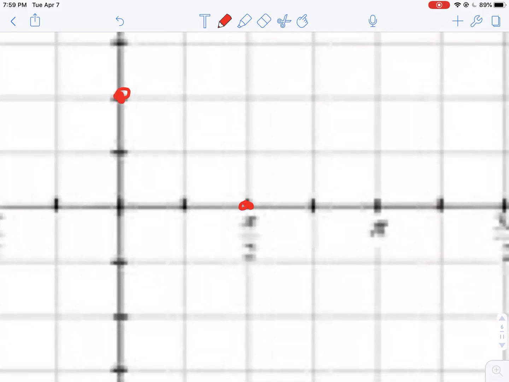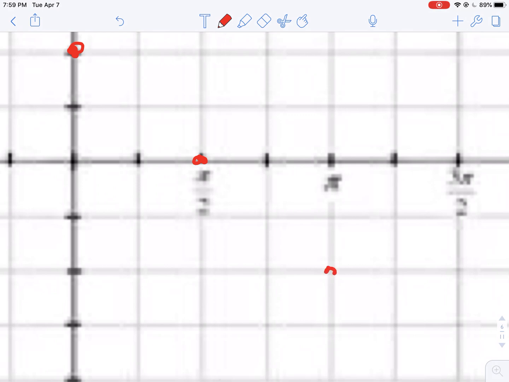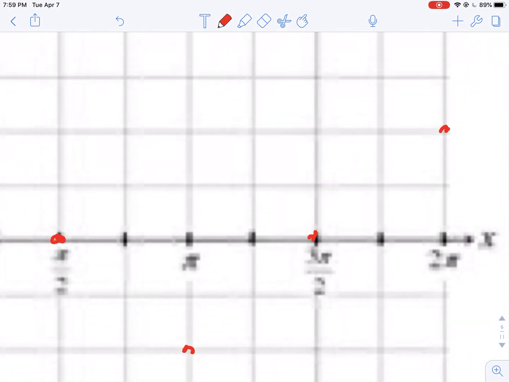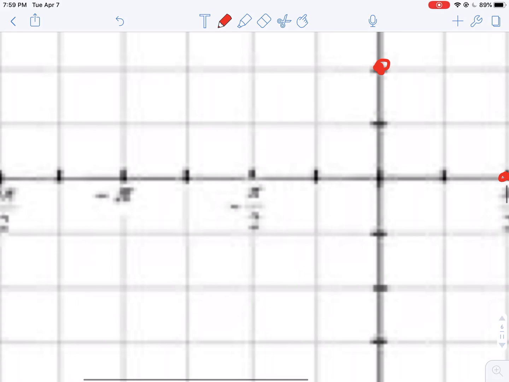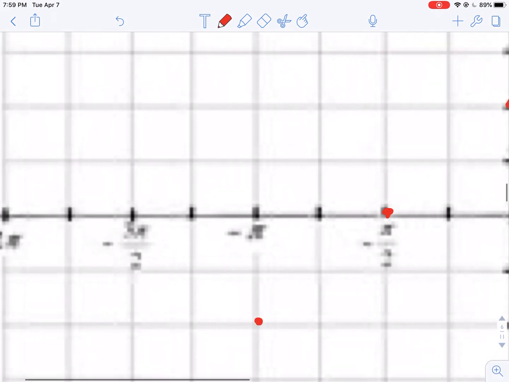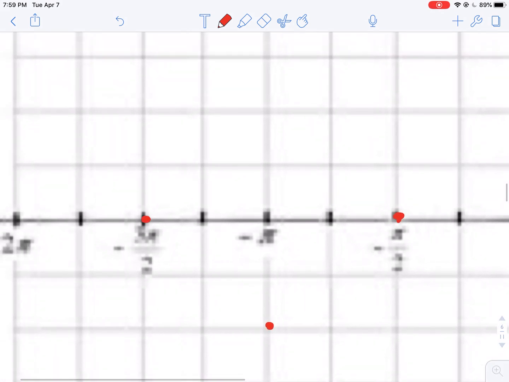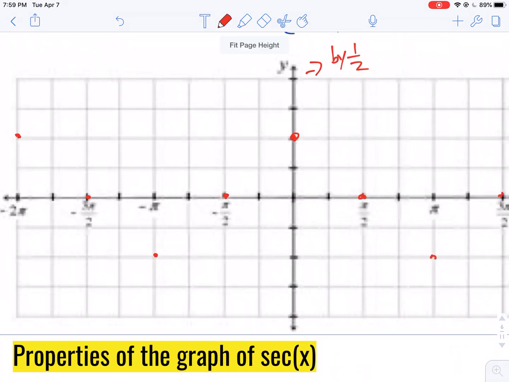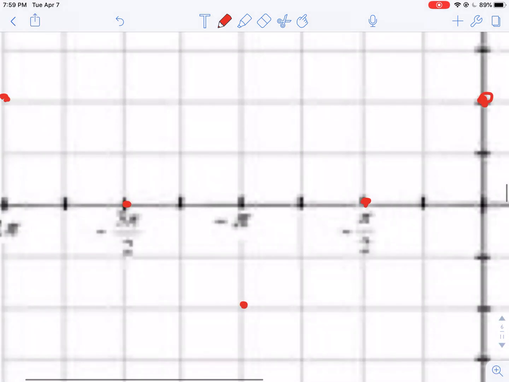Cosine has the points (0, 1), (pi over 2, 0), (pi, -1), (3 pi over 2, 0), (2 pi, 1), as well as (negative pi over 2, 0), (negative pi, -1), (negative 3 pi over 2, 0), and (negative 2 pi, 1). I'll go ahead and draw my cosinusoidal wave through these points.